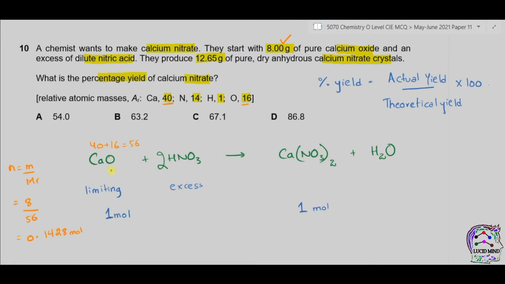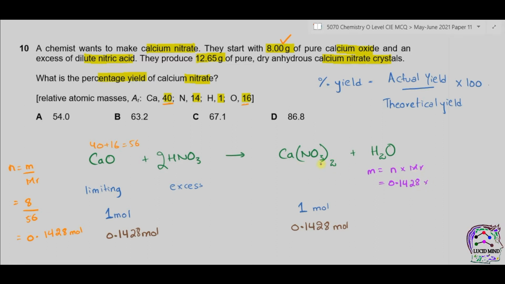So if 1 mole of calcium oxide forms 1 mole of calcium nitrate, then 0.1428 moles of calcium oxide will form similar moles of calcium nitrate, as the ratio is 1 to 1. Now we have the moles of product that is formed. We can now convert this number of moles into mass in grams. The formula used is mass in grams is equal to number of moles times molecular mass. Number of moles is 0.1428.